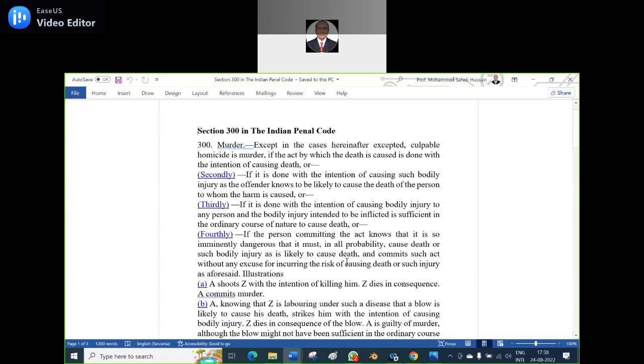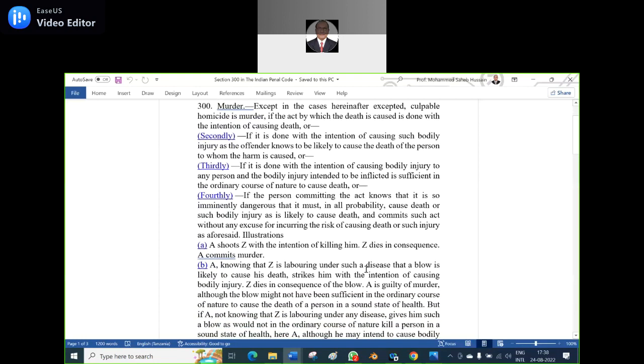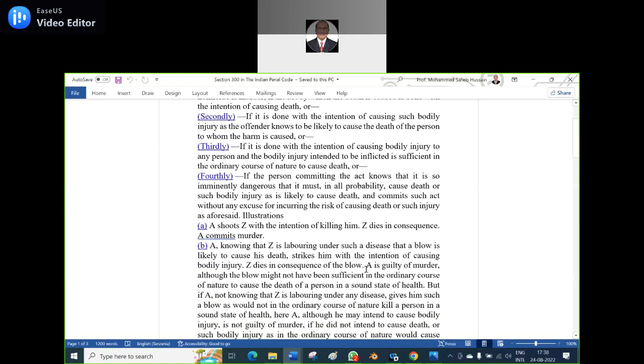If the person committing the act knows that it is so imminently dangerous that it must, in all probability, cause death or such bodily injury as is likely to cause death, and commits such an act without any excuse for incurring the risk of causing death or such injury as aforesaid. Illustration. Now let us see illustration (a). A shoots Z with the intention of killing him. Z dies in consequence and A commits murder.